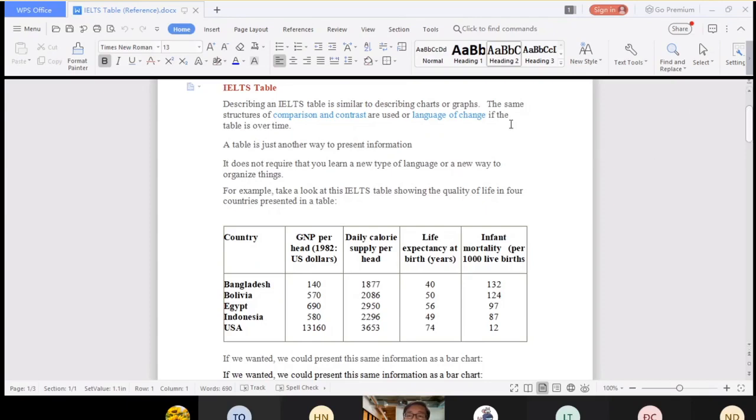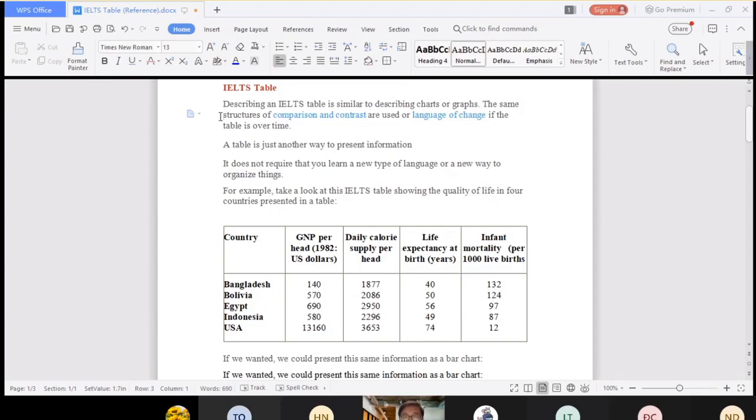So items are the same. See? So the same structures of comparisons and contrast are used, or language of change if the table is over time. A table is just another way to present information. It does not require a new type of language or a new way to organize things.